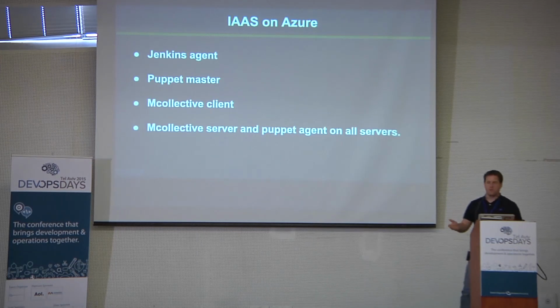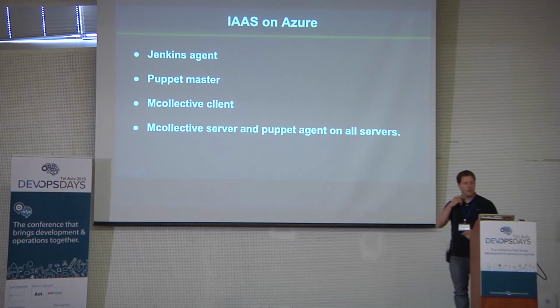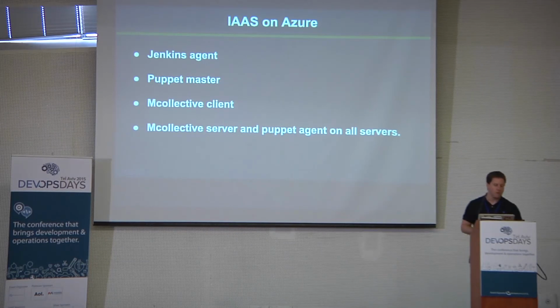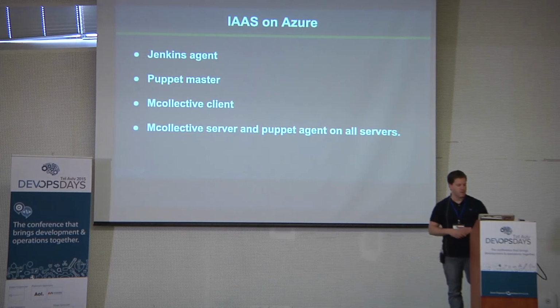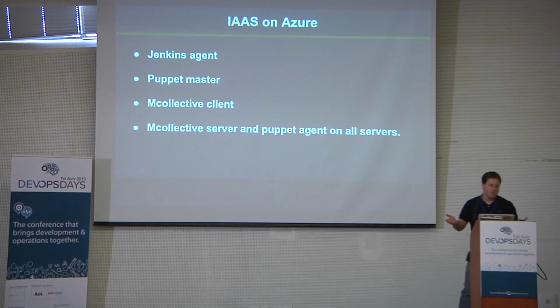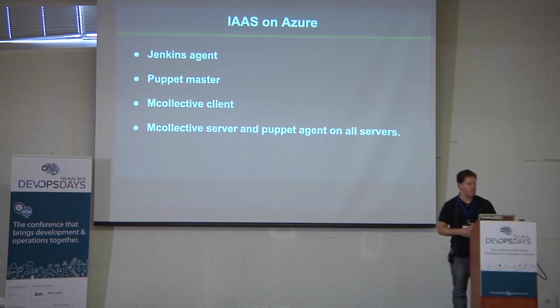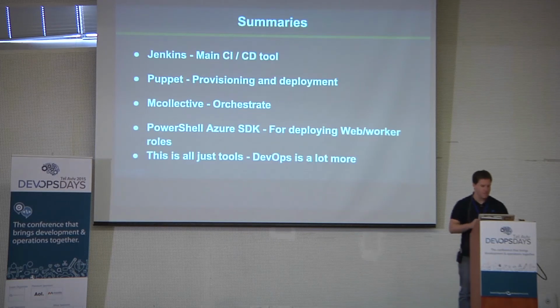IaaS on Azure, if you still want to use IaaS on Azure, Windows or Ubuntu, well, not much to say. We're using the same. We have a Jenkins agent. We use Puppet Master in the production environment in Azure. We have MCollective server and Puppet agent on all servers. It's connected to the Jenkins master in Israel, and for the developers it's the same. They are just using a different flow.